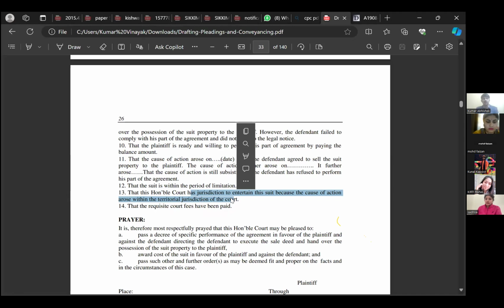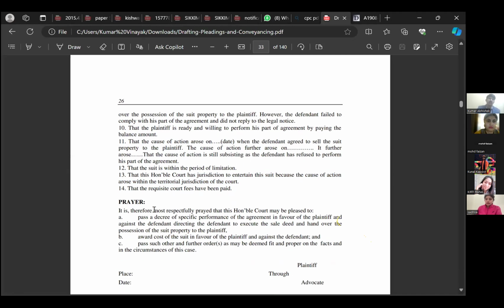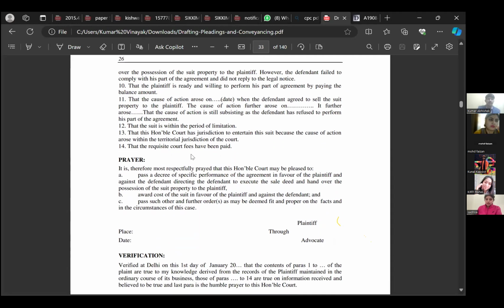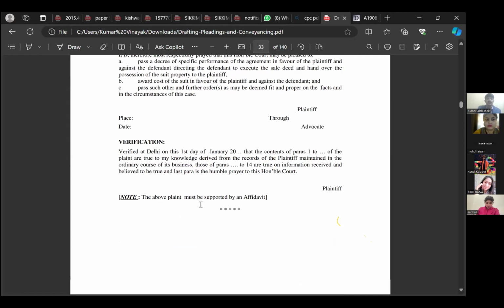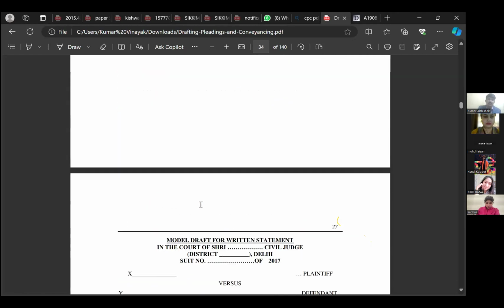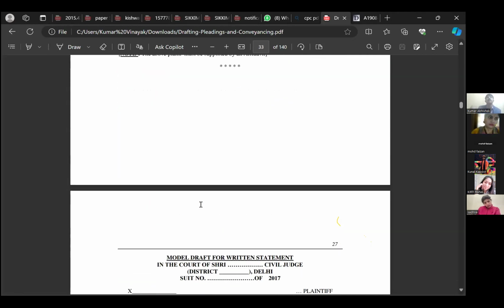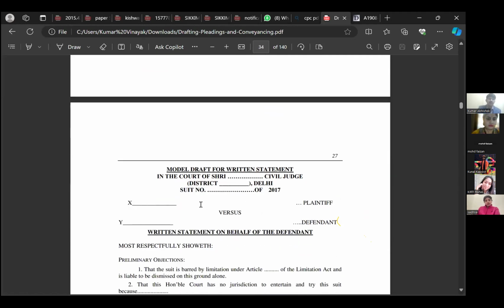And you can also state the other things relating to the competence of the court, and that the requisite court fees have been paid. Then you will be stating your prayers, and then the plaintiff would be signing, his advocate would be signing, and then the same would be verified. In certain other plaints, you might have an attached affidavit which would accompany the plaint that is being filed.